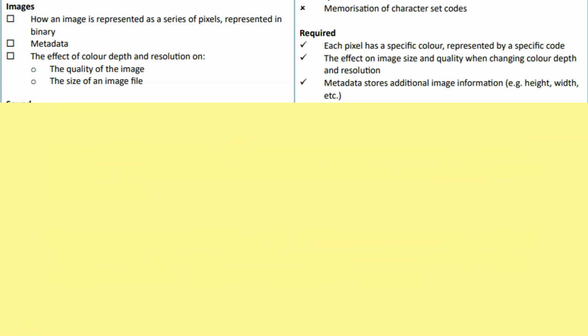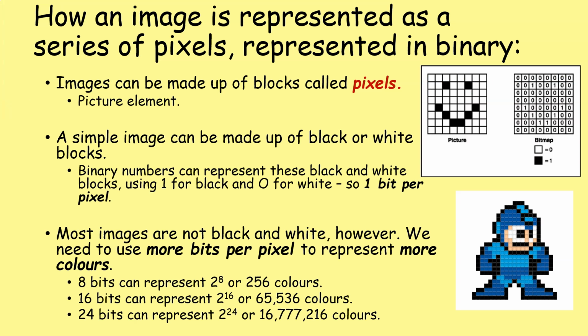Now let's take a look at how images are represented. Images can be made up of blocks called pixels. Pixel just means picture element. A simple image can be made up of black or white blocks. Binary numbers can represent these black and white blocks, for example using 1 for black and 0 for white, or vice versa. So that would require 1 bit per pixel, 1 or 0, to represent each pixel in an image. Most images are not black and white, however.